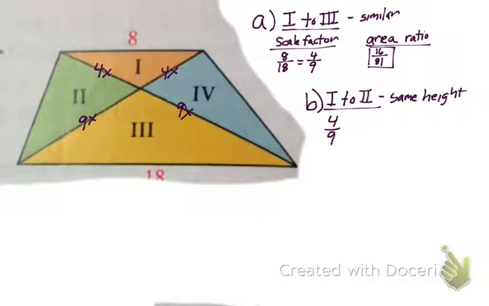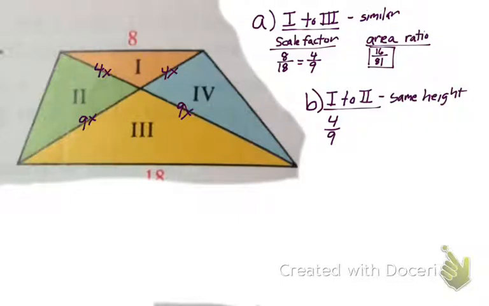Can you just show again how you find the ratio to 4x and 9? Oh, absolutely. So we came up with the scale factor, right? It's 4 over 9. That means from 1 to 3, this side here has to have the ratio with this one of 4 to 9.